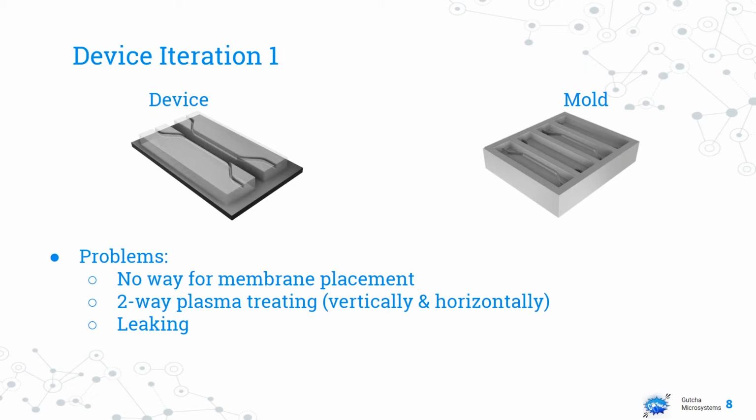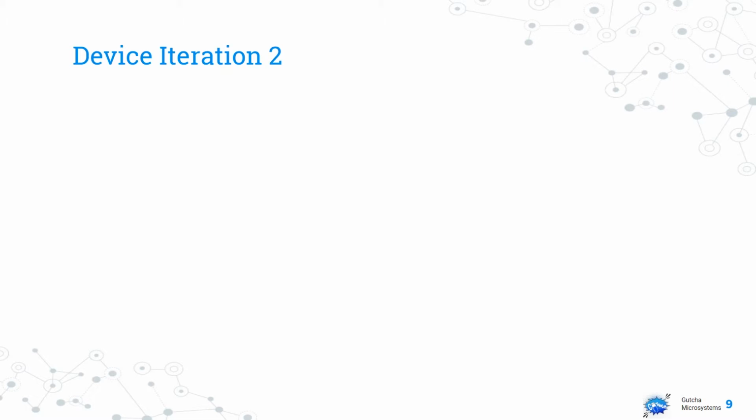So again, we would have to plasma treat 2 times, one to bond the 2 pieces of PDMS together, and one to bond either a glass slide or another piece of PDMS on the top to seal off the channels. But again, because the membrane would be stacked vertically, there was no way for that to adhere to the top piece, and therefore we had a lot of leakage.